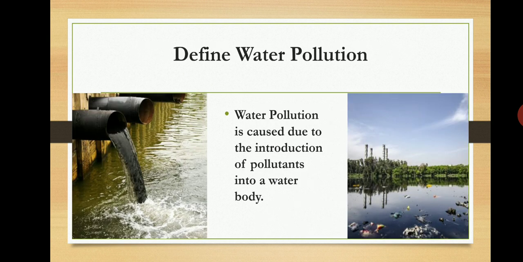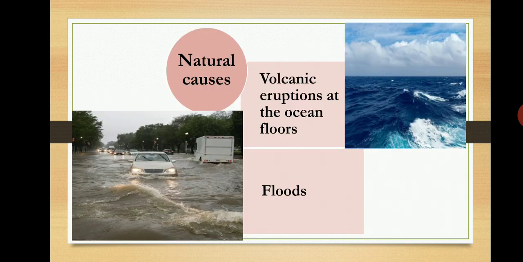Okay. Now let's move on to the next type of pollution, that is water pollution. Now define water pollution. How will you answer it? Water pollution is caused due to the introduction of pollutants into a water body. Let's repeat. Water pollution is caused due to the introduction of pollutants into a water body. This is very easy. So we are throwing our waste into the water. Now, again, there are natural causes and human made causes.